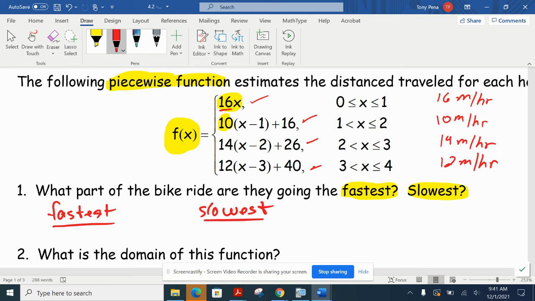All right. So our fastest was what, Julia? Good. So we're going fastest at 16. Now it's asking what part of the bike ride are they going fastest? So it's really asking in terms of these intervals. We would say during the hour 0 to 1. So in that first hour, that's when he was riding his bike the fastest. All right. And then as we look through these, the 10 obviously is the slowest he was riding, 10 miles per hour. That happened over the second hour between 1 and 2.